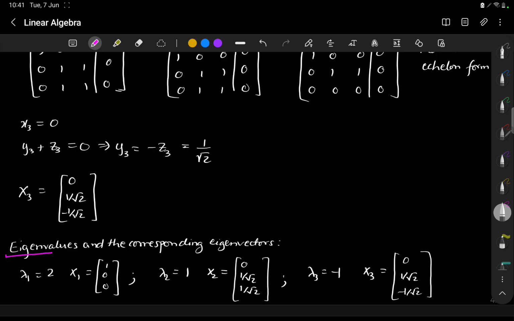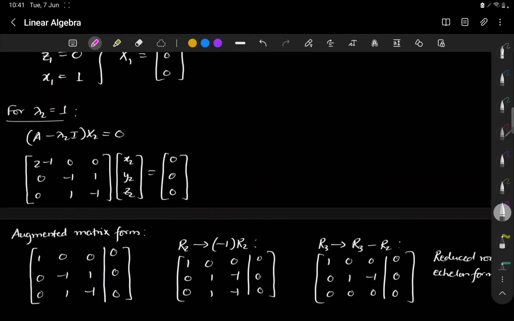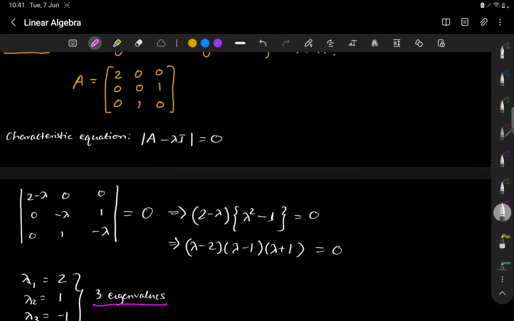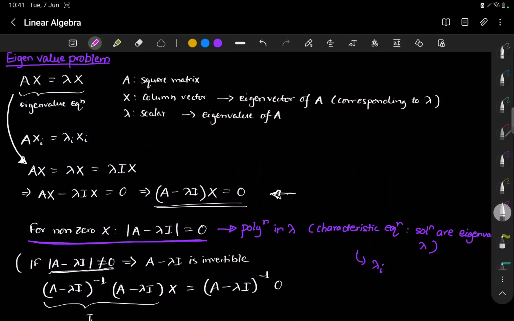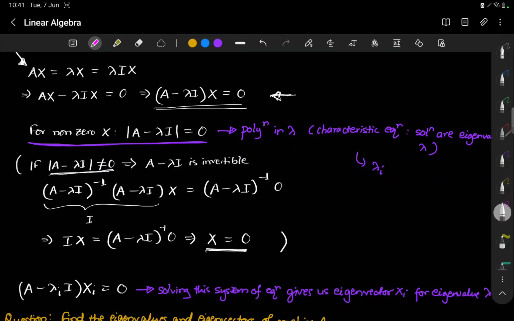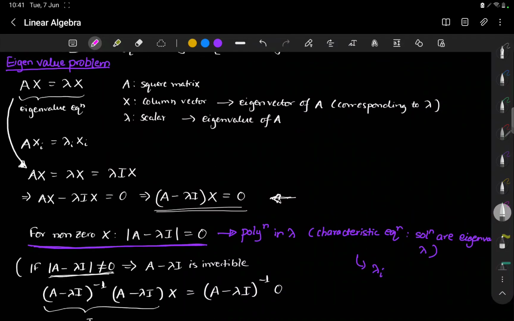So this solves the question where we were supposed to find the eigenvalues and the eigenvectors, and we have found the 3 eigenvalues and their corresponding eigenvectors for the 3 cross 3 given matrix. So this solves the question. In this question we learned how to find the eigenvalues and the eigenvectors of a given square matrix by solving the characteristic equation for the eigenvalues and then solving the system of equations for the eigenvalue equation to solve for the eigenvectors.